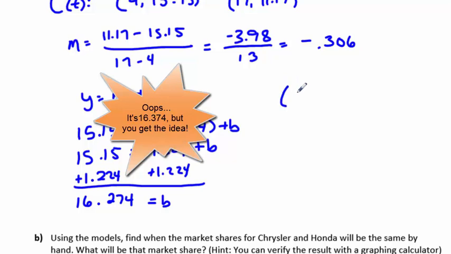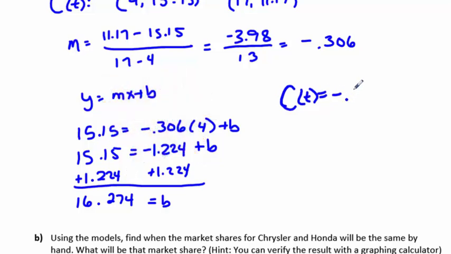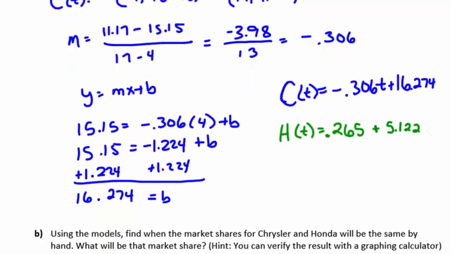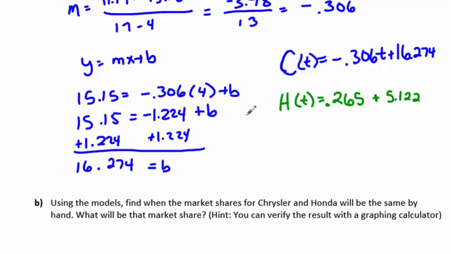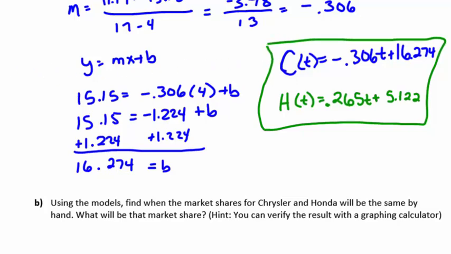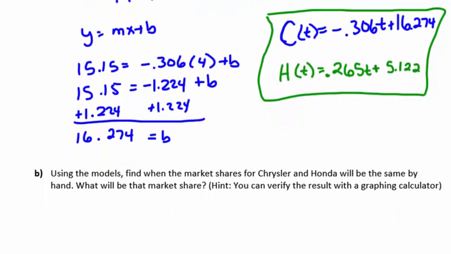That means that our Chrysler model, if we put the equation together, is C of t equals, our slope is negative 0.306 t plus 16.274. A similar process will find you the model for Honda. If you calculate the slope and y-intercept correctly, your Honda model should come out to be 0.265 t plus 5.122. In part B, we're going to use these two models, and we're going to find their intersection so we can determine when the market shares for Chrysler and Honda will be the same.